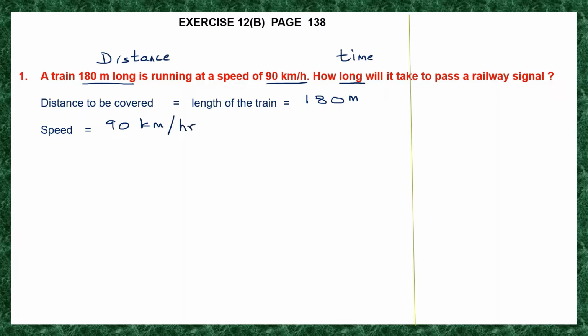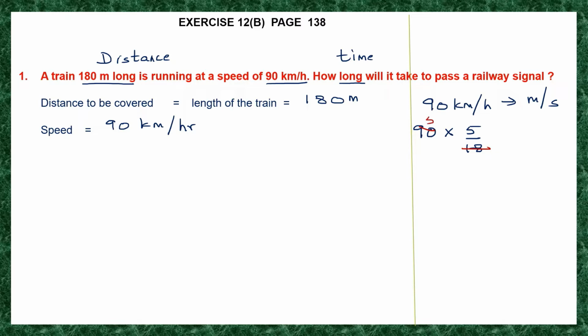Can you see that the speed is in kilometers and the length of the train is in meters? So we have to get them to the same unit. So let's convert speed into meter per second. To convert 90 kilometers per hour into meter per second, there's a simple way. We multiply 90 by 5 by 18. This is the simplest way of doing it.